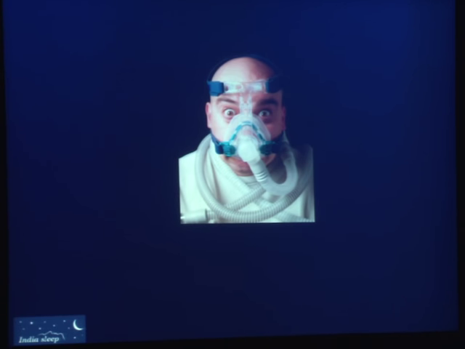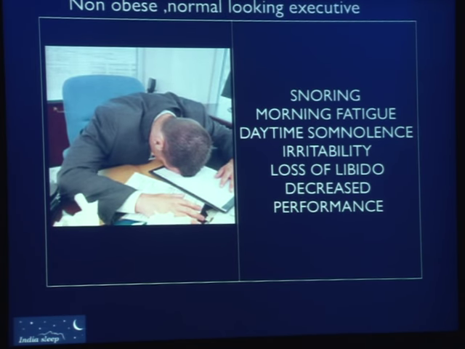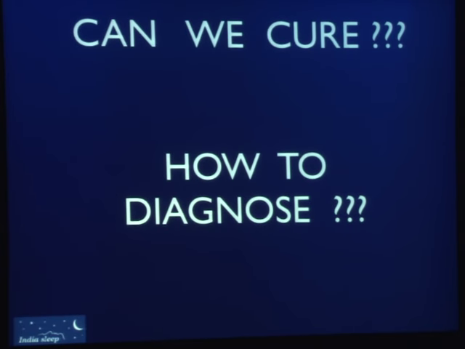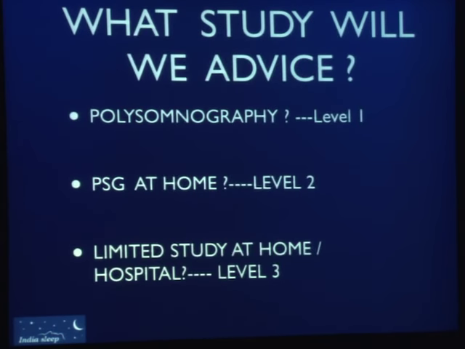They just refuse to take it. They are uncomfortable with it. So at least in selected non-obese, normal-looking people who have all the symptoms of obstructive sleep apnea and snoring, let's try to give a cure and not just a control. So can we cure? How do we diagnose whether he has a problem worth a cure or control?